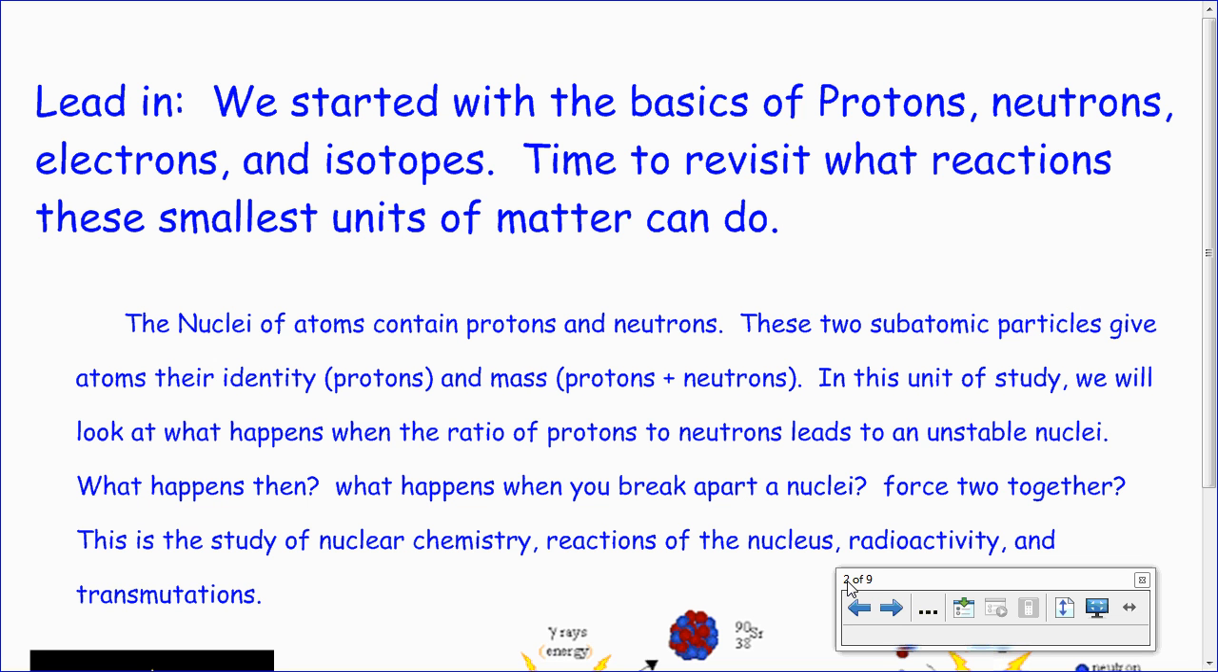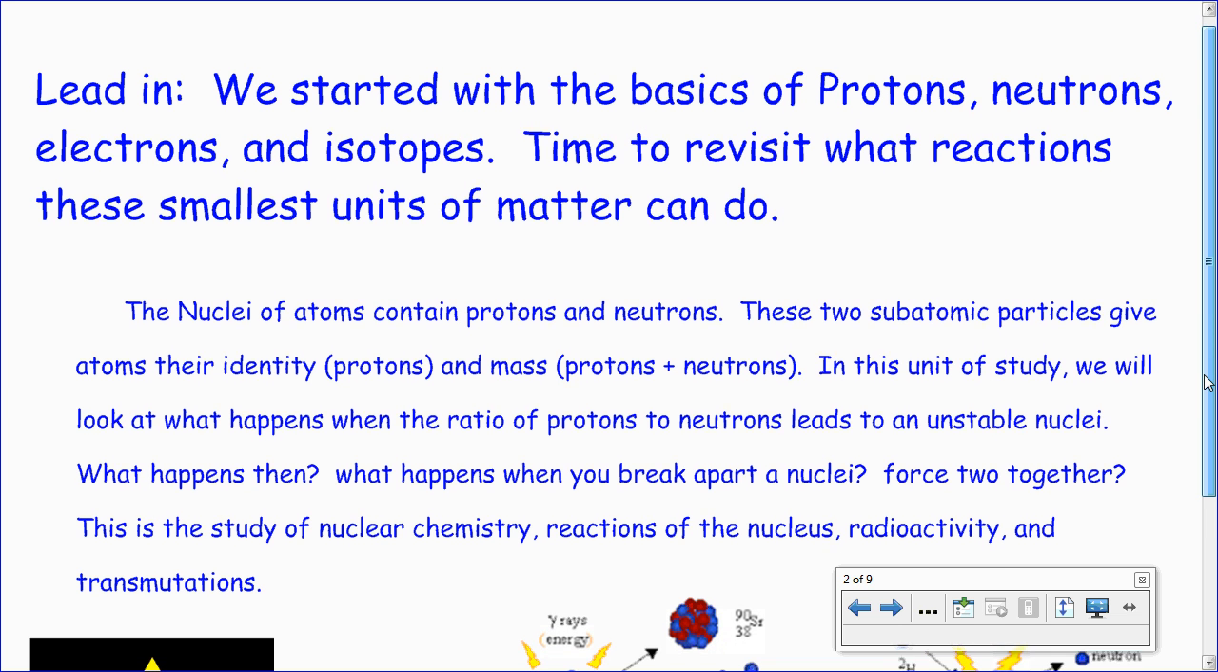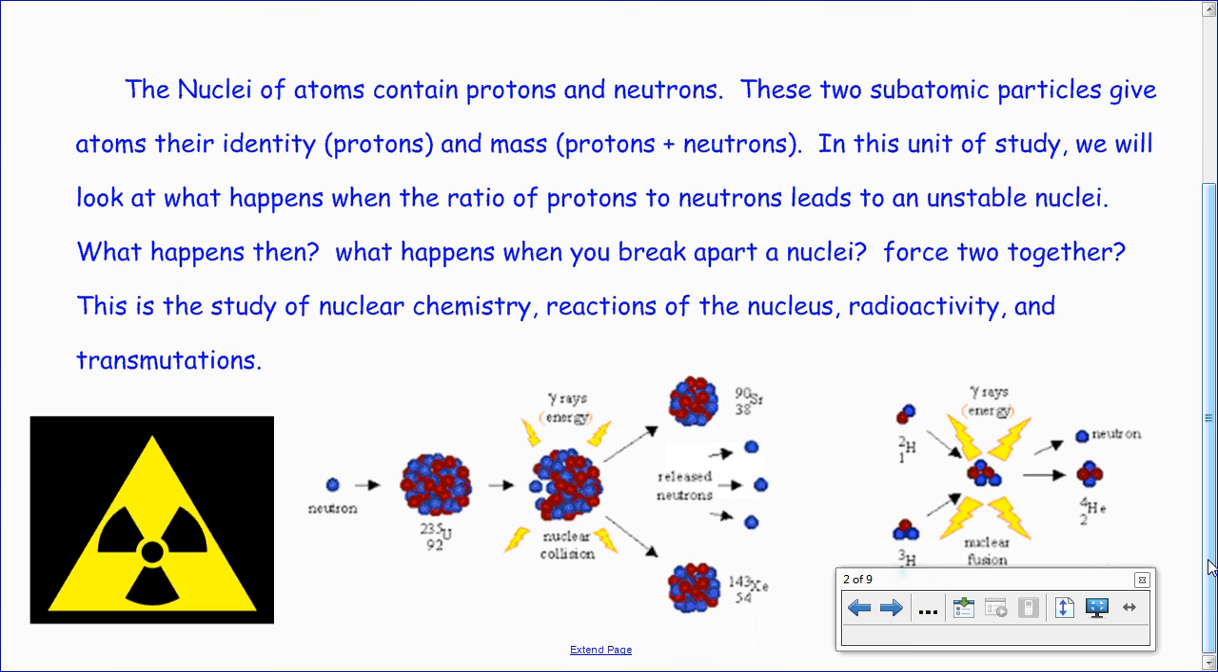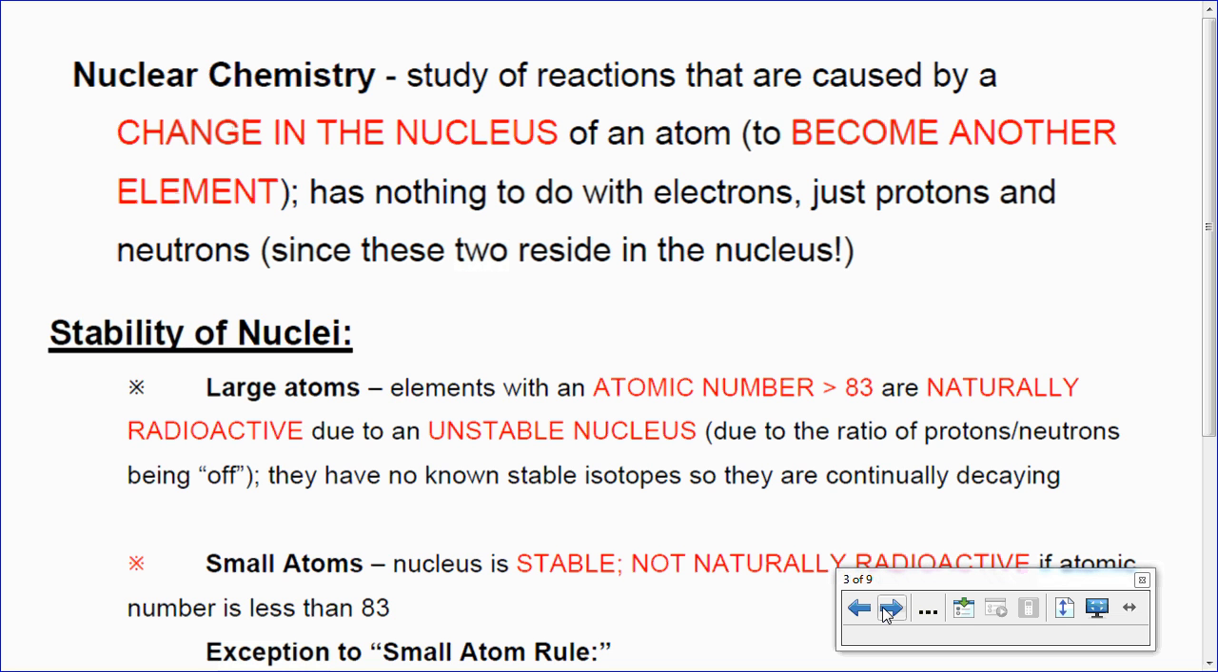So the protons and neutrons give the identity and mass of an element. In this unit, we'll look at what happens when the ratio of neutrons to protons leads to an unstable nuclei. What happens then? What happens when you break apart a nucleus? What happens if you force two nuclei together? This is the study of nuclear chemistry, reaction of the nucleus, radioactivity, and transmutations. Everybody knows radioactivity is dangerous, but did you know that you're constantly getting a dose of radioactivity from everything around you? So basically, there's a lot of annotations to do in this unit of notes.